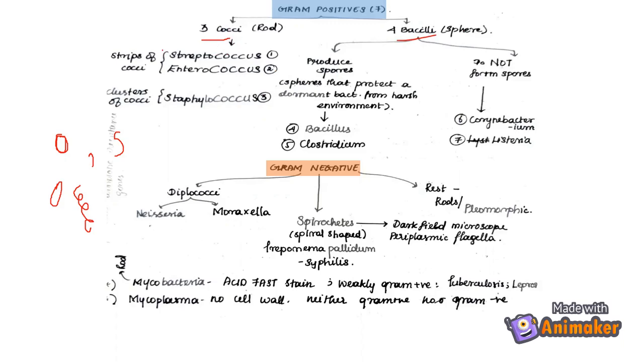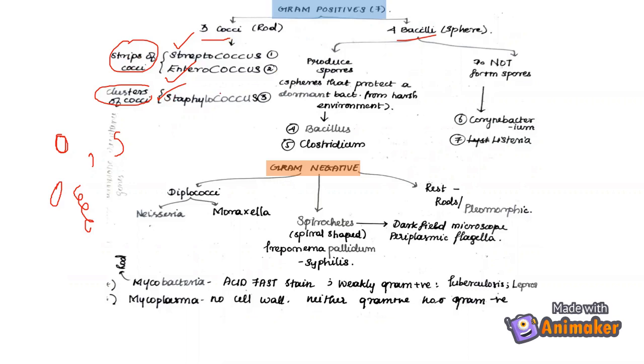Of these 3 cocci, the ones which occur in chains are streptococcus and enterococcus, while the ones which occur in clusters are staphylococcus. The ones that look like chains under microscopic examination are streptococcus and enterococcus, while clusters are staphylococcus.